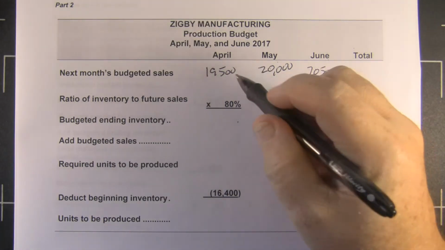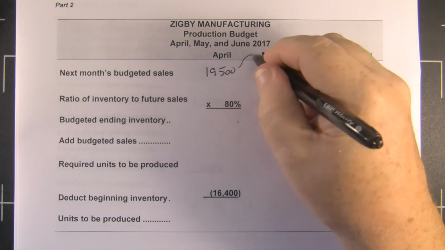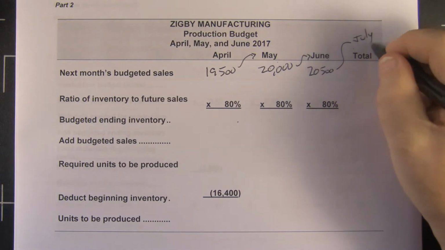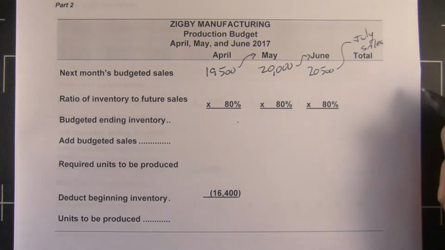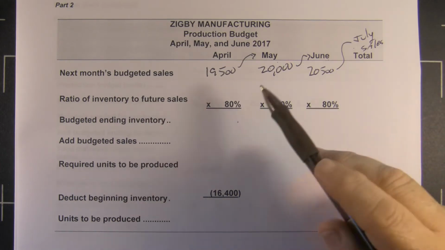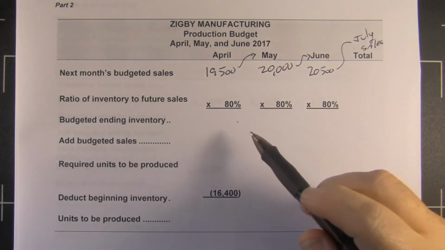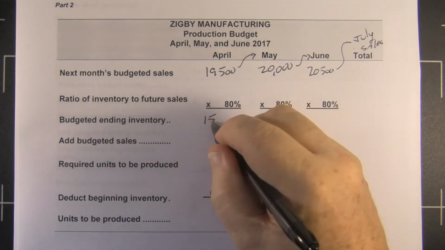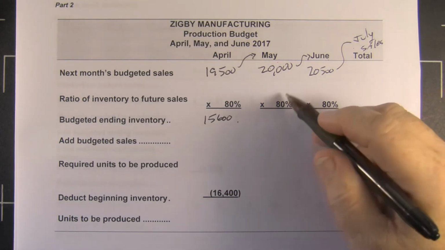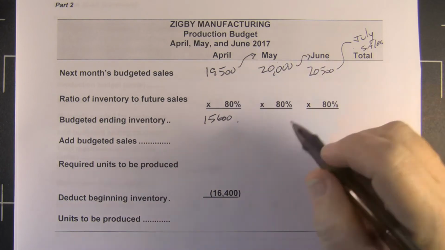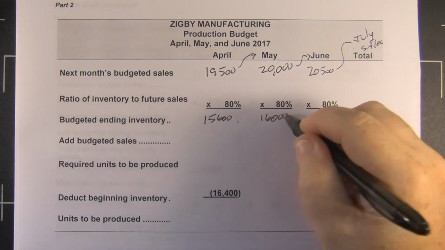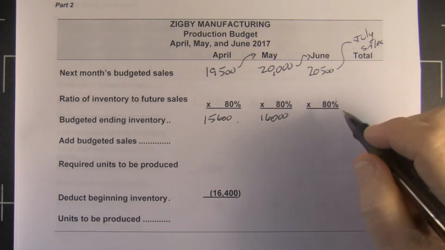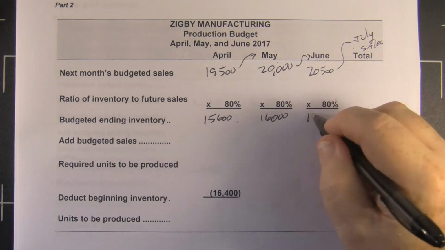So, remember, this is May's sales. This is June's sales. And that's July sales. At the end of April, we want 20% of May's sales, and that's 15,600. At the end of May, we want 20% of June's sales. That's 16,000. And at the end of June, we want 80% of July's sales, and that's 16,400.